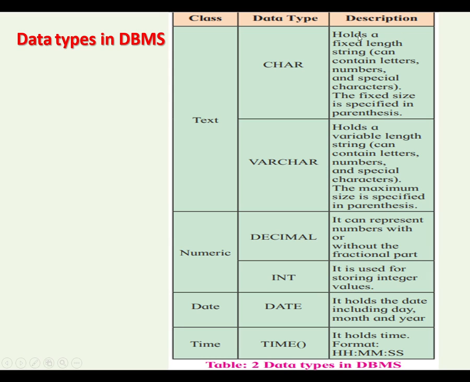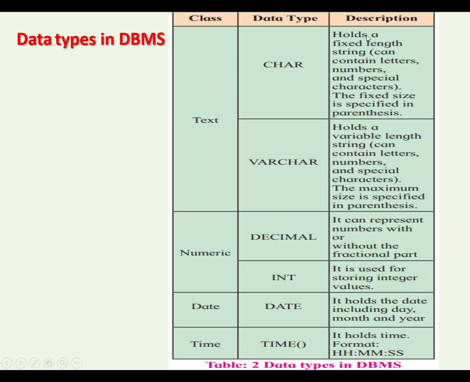Okay, see the explanation. Char holds a fixed length of string. What is a string? A group of characters. Means the field where you have to enter information or data in which the number of letters and number of characters are fixed. 4 characters, 5 characters, 3 characters, but the characters are fixed. That time I can declare the data type of that particular field as char.